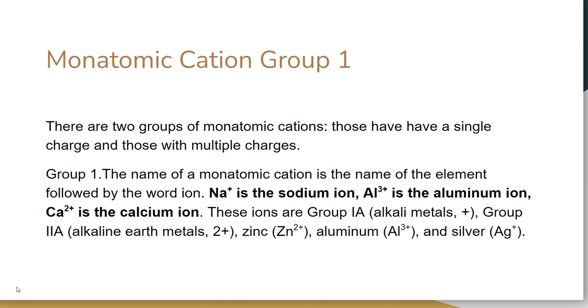And these ions are found in group 1A, the alkali metals, and they all have a positive 1 charge. Group 2A, the alkaline earth metals, positive 2 charge. And the other metals included in this are zinc, aluminum, and silver.